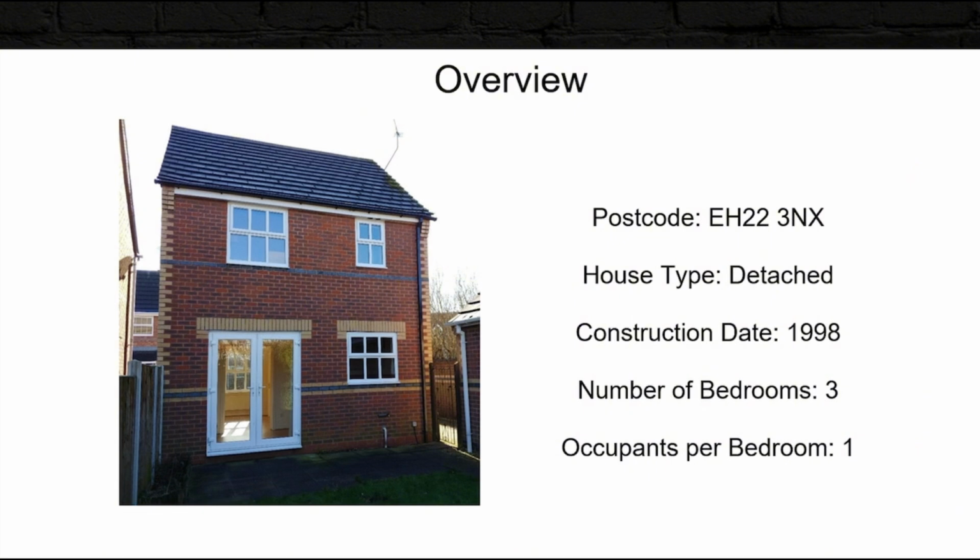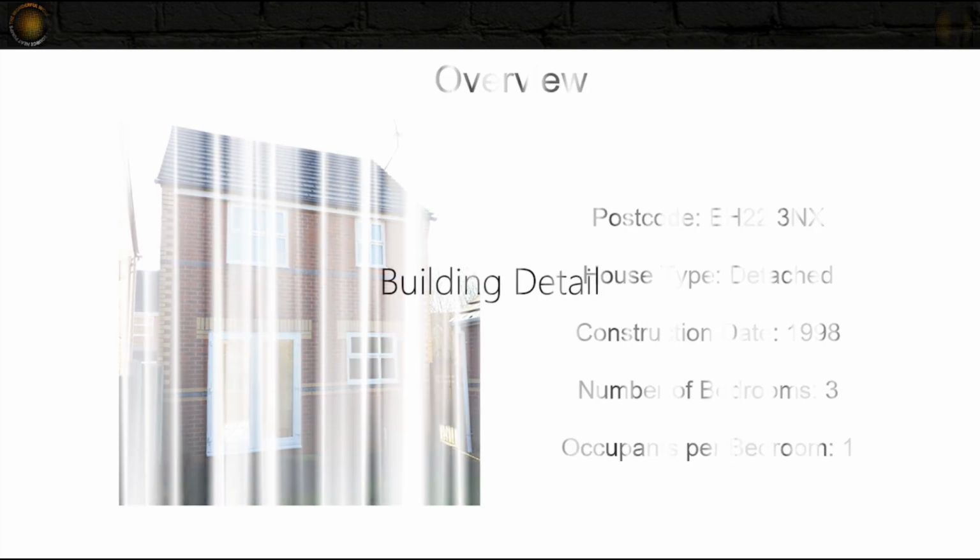Some of the details of the property. So geographical location is important. We have an EH postcode in this example, which is the capital of Scotland, sunny Edinburgh. The house type, as we've already covered, is detached. The construction date is important. The number of bedrooms are 3, and the occupants per bedroom are 1 person per bedroom. So as a heating surveyor, there are some fine details that we need to get about the building itself.